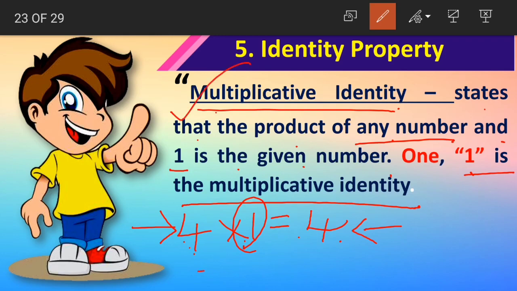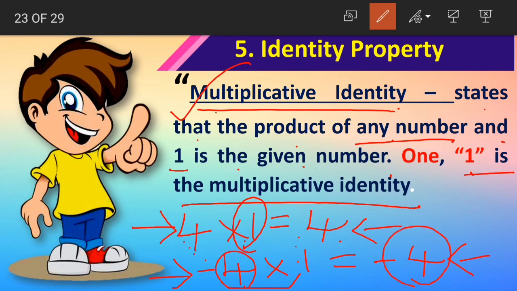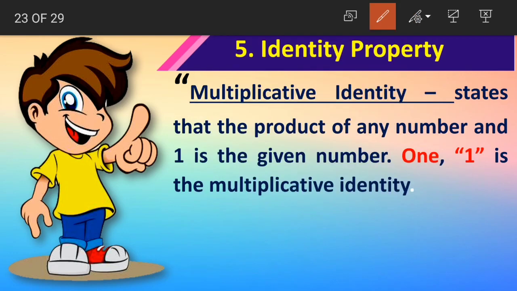Let us try it with a negative integer. Minus 4 into 1 is equal to what? Again, both signs are different, so the answer will be negative. Coming to the absolute values, 4 ones are 4. Clear? I gave minus 4 and I got minus 4. The identity is not changed because I used 1 to multiply the number. As the identity of the number is not changed when multiplied with 1, 1 is the multiplicative identity.